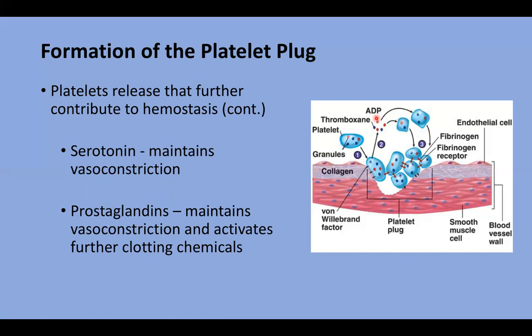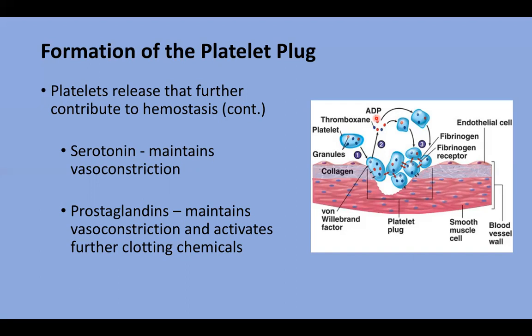Other chemicals that the platelets are going to release to contribute to hemostasis, or the blood platelet plug formation, is going to be serotonin. Again, you may have heard of serotonin. We hear of that a lot as the happiness neurotransmitter. You know, people who have depression have low serotonin counts. If you take an antidepressant, it's supposed to up your serotonin levels.